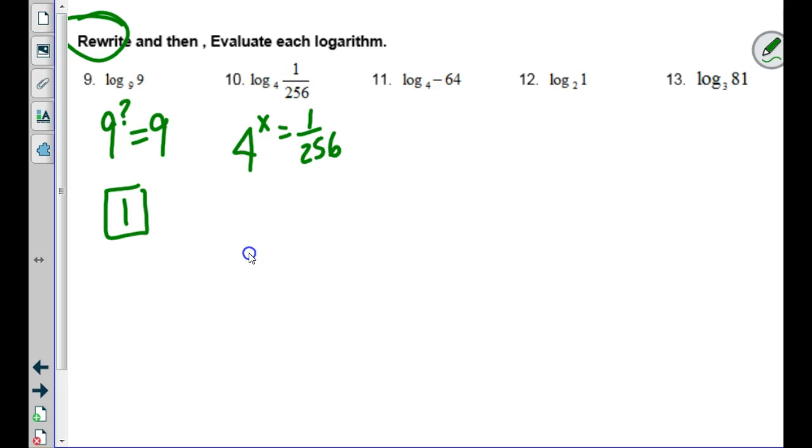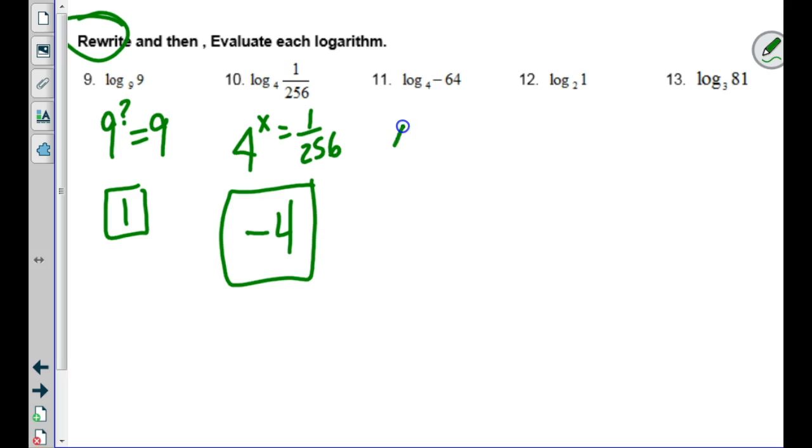-3, -4. Is it -4? Guys, could you type this on the home screen using your log base button? Just so you know, okay? Log base 4 of parentheses 1 over 256 will give you the answer.